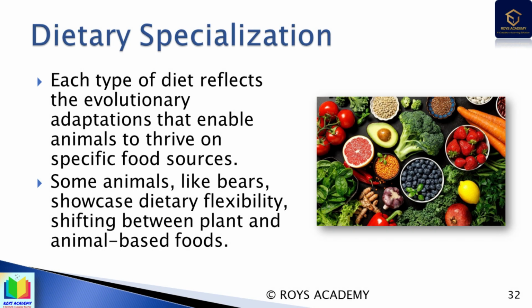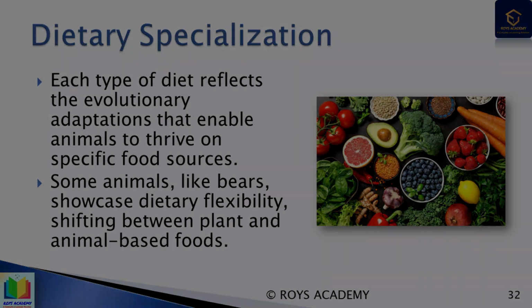Dietary specialization. Each type of diet reflects the evolutionary adaptations that enable animals to thrive on specific food sources. Some animals, like bears, showcase dietary flexibility, shifting between plant and animal-based foods. Understanding these concepts helps students grasp the diverse ways in which animals have evolved to meet their nutritional needs, reflecting the incredible adaptability and specialization within the animal kingdom.